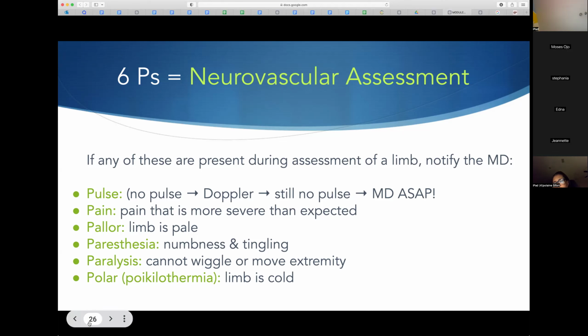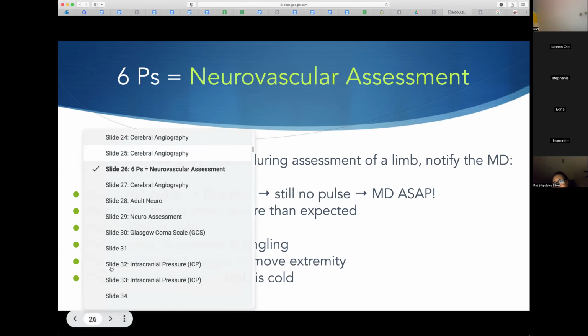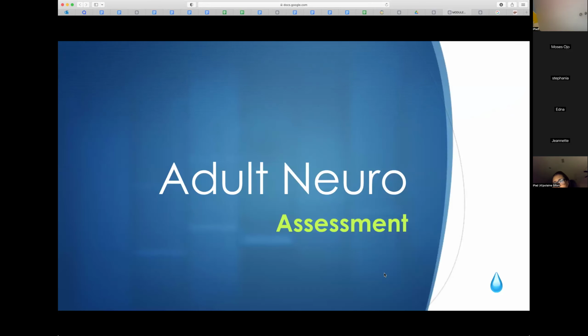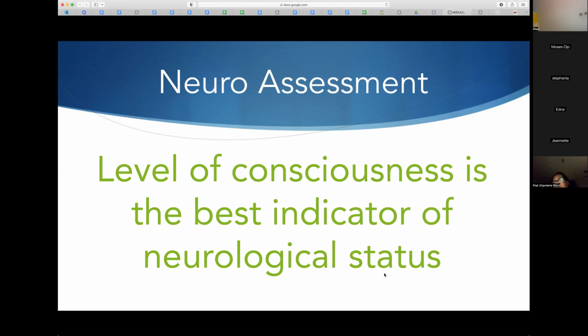All right, so now we're going to get into some important concepts here. I want you to know what is the best indicator of neurological status. That is called level of consciousness. Level of consciousness is the best indicator of neurological status. Please write that down.